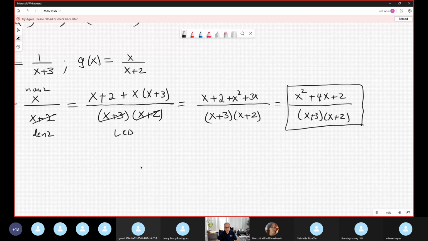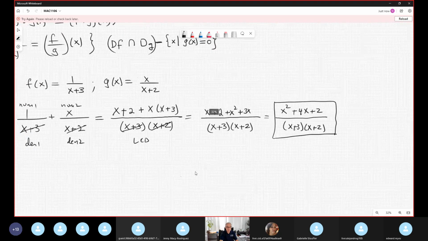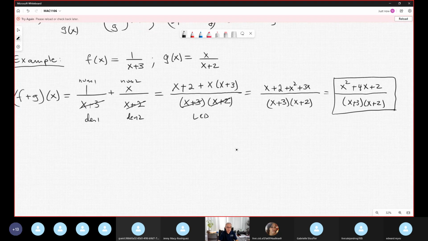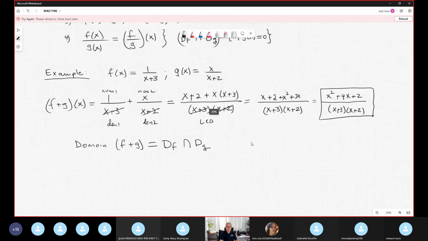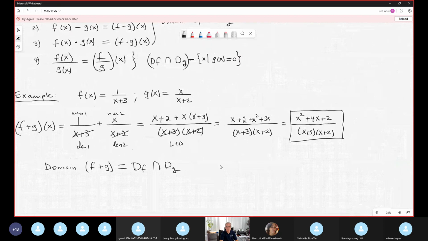And am I finished? No, I'm not, because I need to state its domain. So the domain of the new function, que es f plus g, is the domain of f intersection the domain of g. So separately I investigate the domain of f and the domain of g.